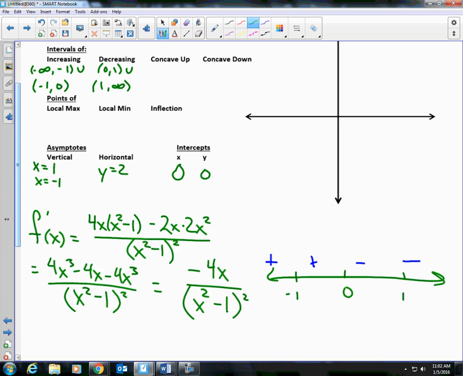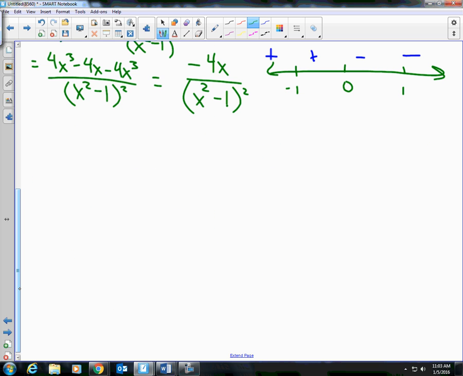Do I have a local max or a local min? Which one do I have? Max, Karina. Changes from positive to negative, very good. So I have a local maximum, I have no local minimum. Where's the local max occur? 0, plug in 0, you get 0. Pretty good? Second derivative. Oh boy.